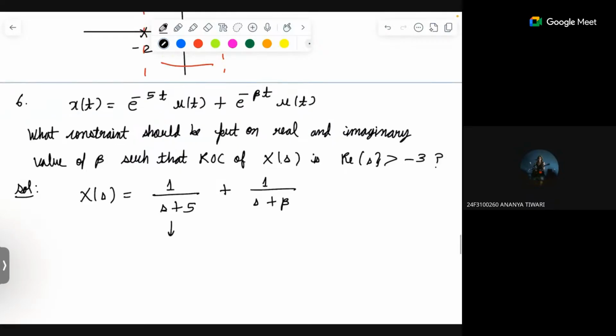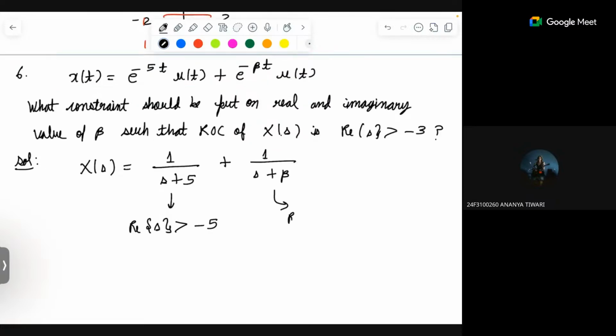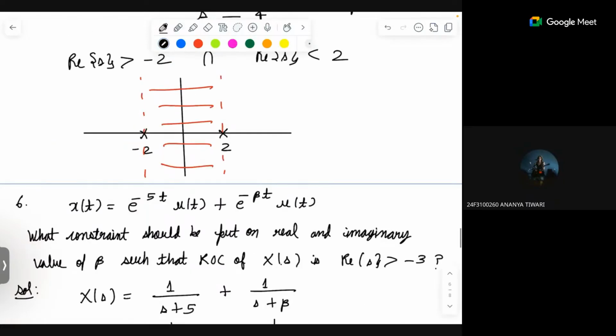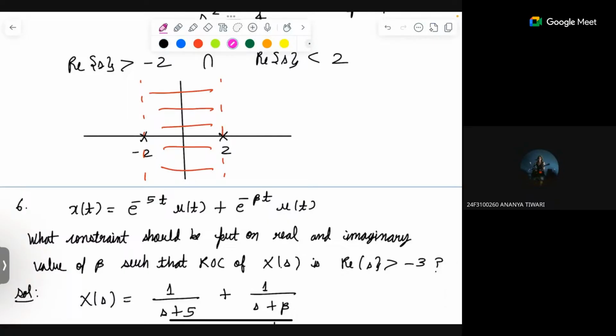Let us first find the ROC for the first one. It will be real of s greater than minus 5. This is clear? Yes, ma'am. Now for the second one, the ROC will be real of s greater than negative real of beta. Let us go back to this ROC. Here there is a constraint on the real values, but imaginary values can go from minus infinity to infinity. So on imaginary values we don't have any constraint, but for real values we do.